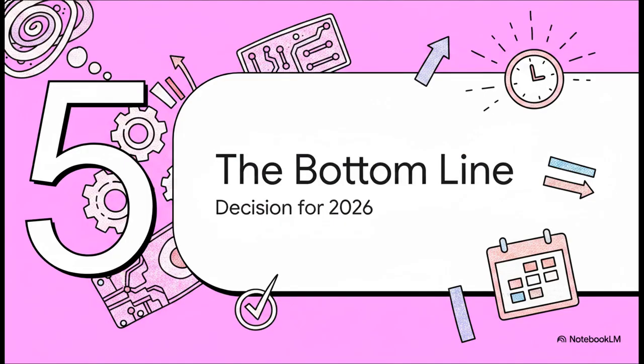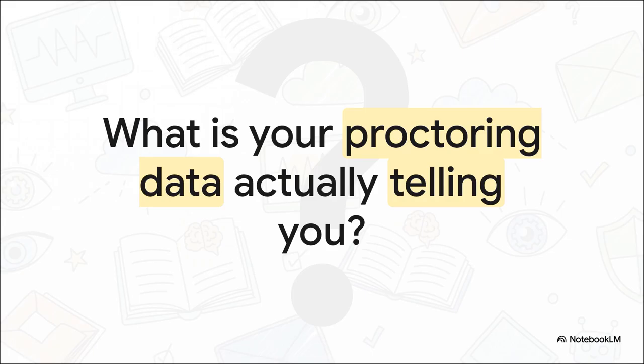Which brings us to our final section, Part 5, the bottom line, making your decision for 2026. To wrap up our explainer today, I want to leave you with one critical, maybe even a little uncomfortable question to ask your team before your next major exam cycle begins. Look closely at your current proctoring data. Is your software actually maintaining true, defensible exam integrity?